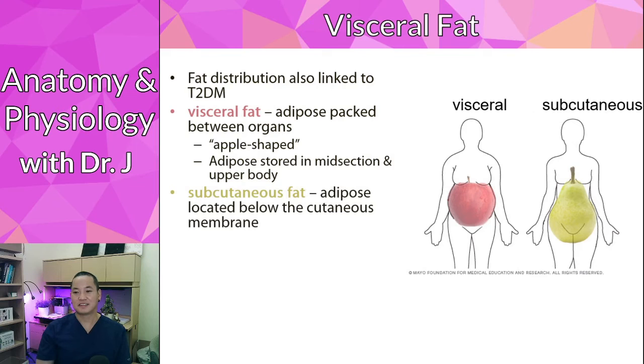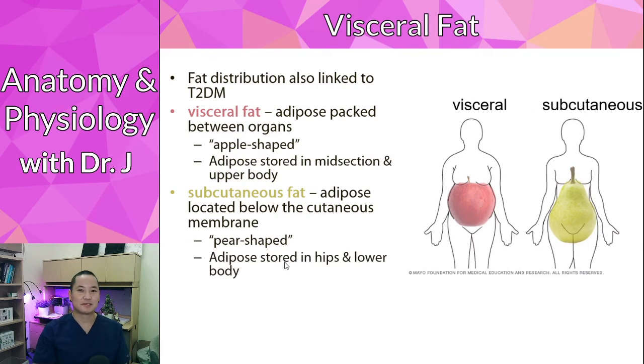And then subcutaneous fat. So now, instead of being on your organs, it's more under the skin, right? So what we have here is that subcutaneous, this is what we call pear shape, or another way I describe it is like the Kardashians and Jenners. Most of their curves are down here instead of in their limbs. So this is more like the pear shape you see here. So adipose stored in your hips and lower body versus your upper body, so being bottom heavy.